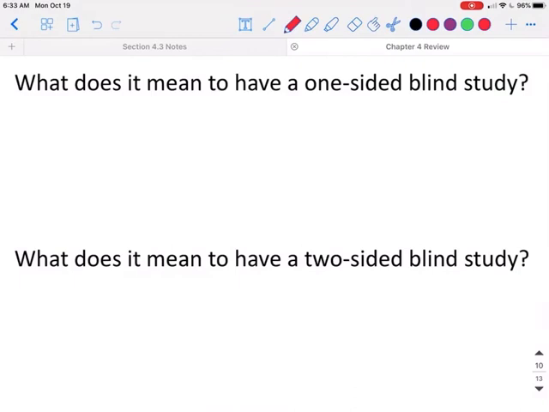What does it mean to have a one-sided blind study? In a one-sided blind study, either the person who is participating in the study or the person who is running the study and collecting the data does not know the type of treatment the individual is receiving. What does it mean to have a two-sided blind study? In this case, both the person in the study and the person running the study do not know what type of treatment the individual is receiving.